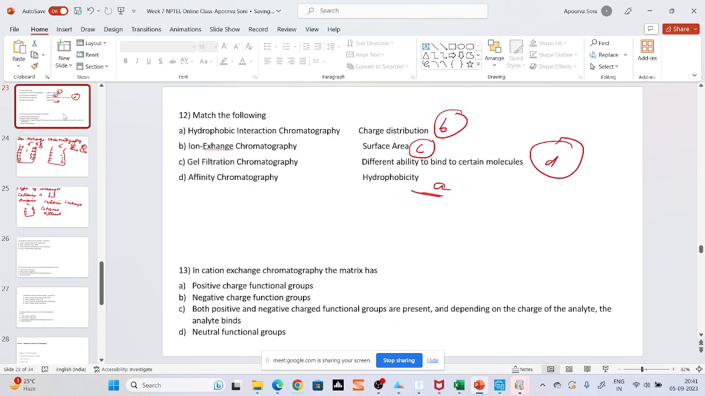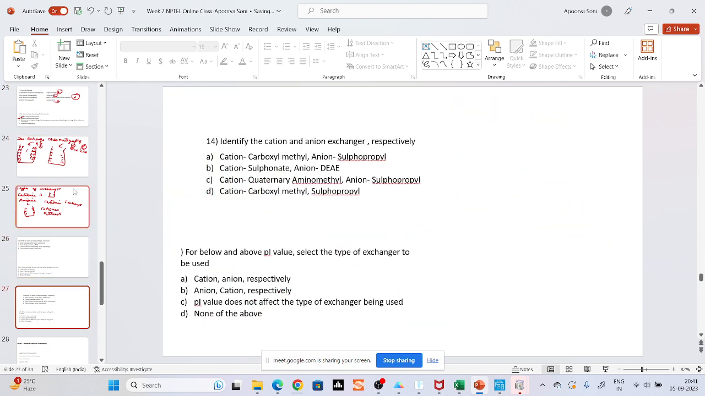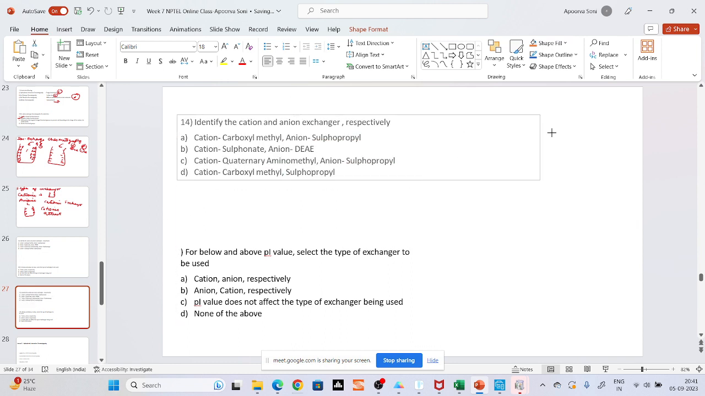First we have to deal with this question. In cation exchange chromatography, the matrix has, tell me what is the answer? Negative charge. The matrix has negative charge. Right.